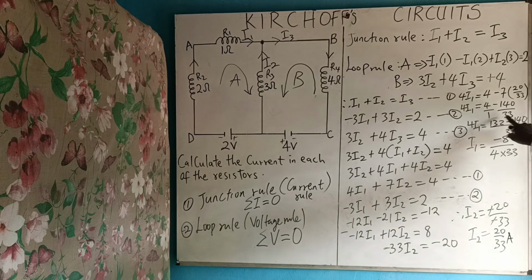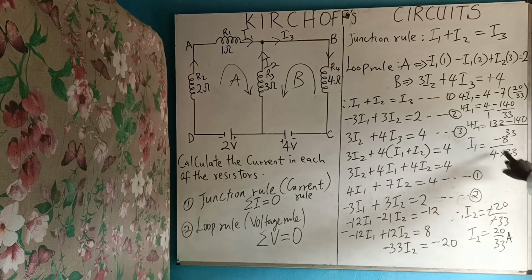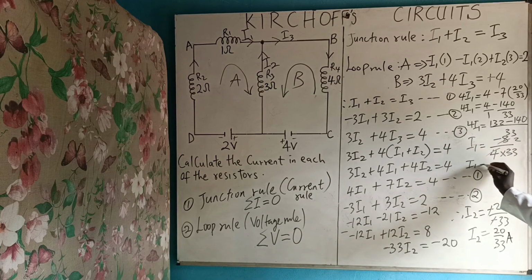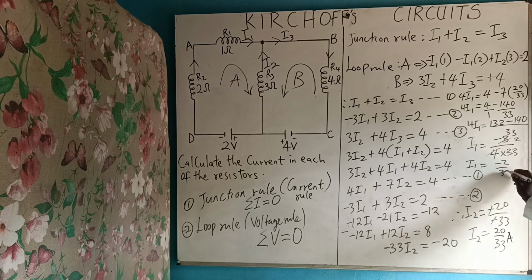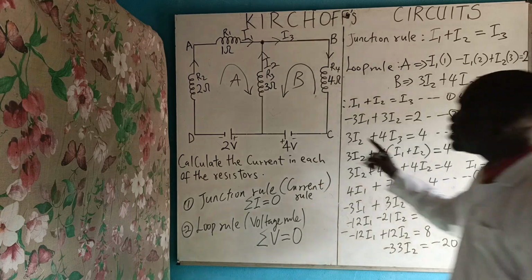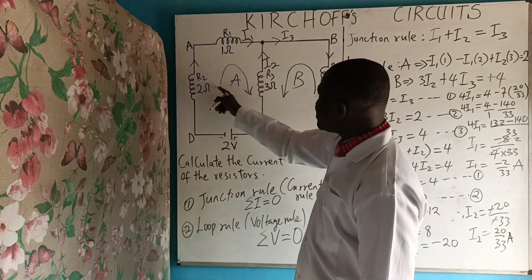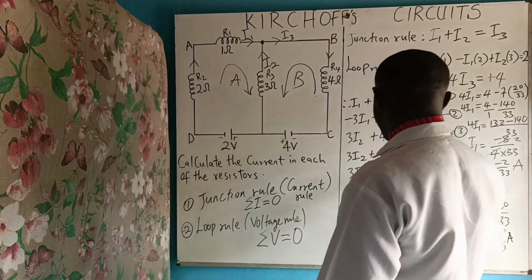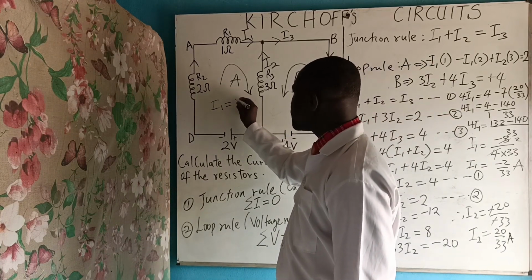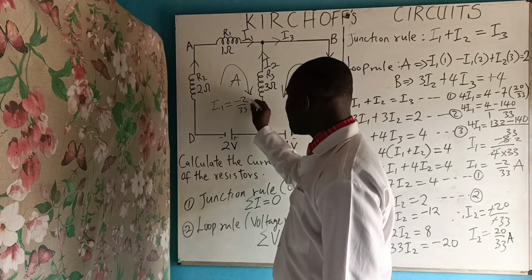So it means that this minus this is minus 8 over 33. We carry this 4 down so that it will divide 8. It will give you 2. Therefore, I1 is equals to minus 2 over 33 ampere. That means the current is in the same direction with the loop. Let's check. Is the current I1 in the same direction with the loop? Yes. So it's correct. So we have our I1 to be equals to minus 2 over 33 ampere.